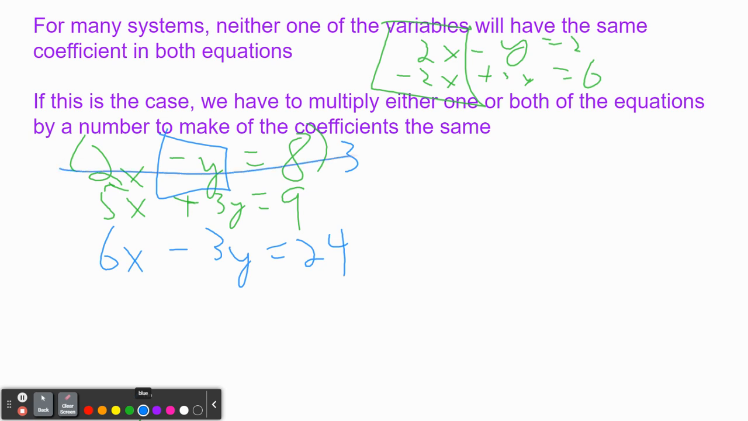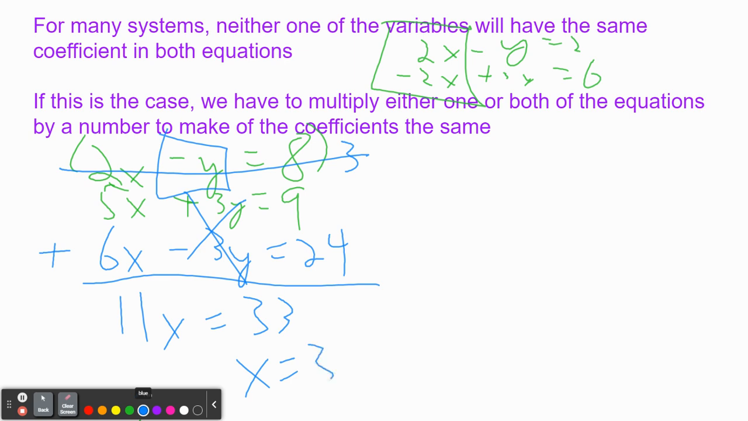Now I can use my elimination, and I'm going to add these because the 3y below here is positive and this one is negative. Positive 3 plus negative 3 would be 0. I can add these. 11x equals 9 plus 24, which is 33. And I know that x would equal 3 here. I'm going to go through and give some further examples and procedures, but just a quick example of what we can do to manipulate and multiply so that the equations can have a coefficient that's the same.